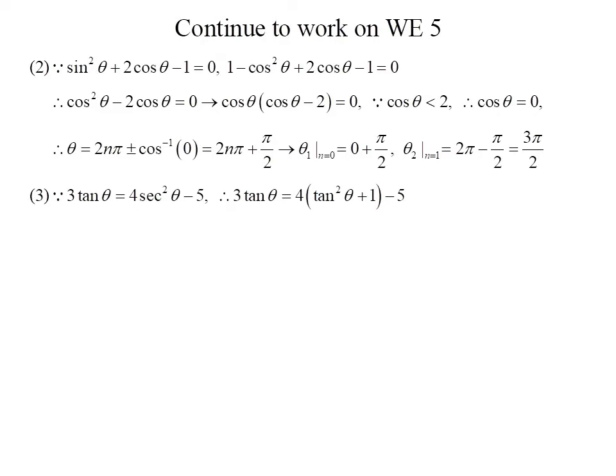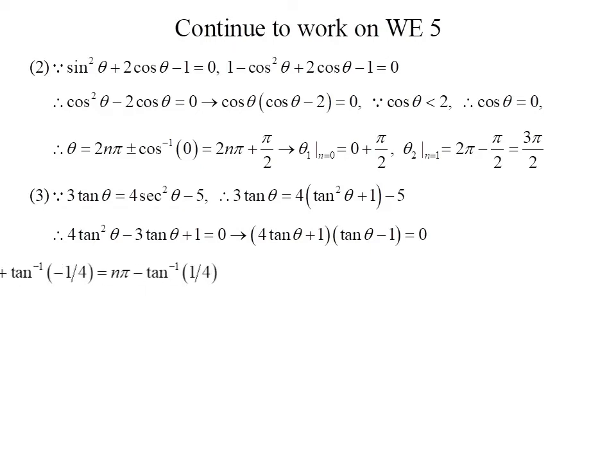As for question 3, since secant squared theta equals tangent squared theta plus 1, the equation can be reduced to 4 tangent squared theta minus 3 tangent theta plus 1 equals 0, which is factorized using the cross product method. Then we apply the null factor law to find the values of theta.